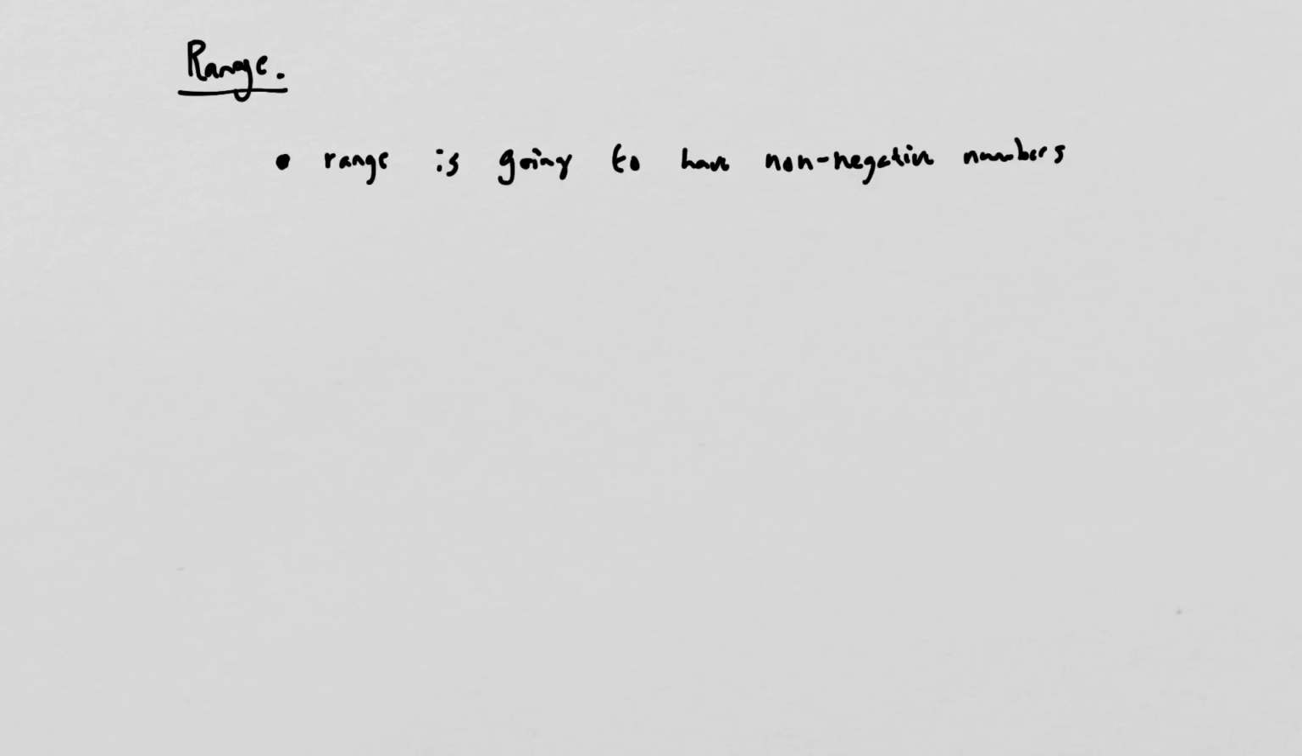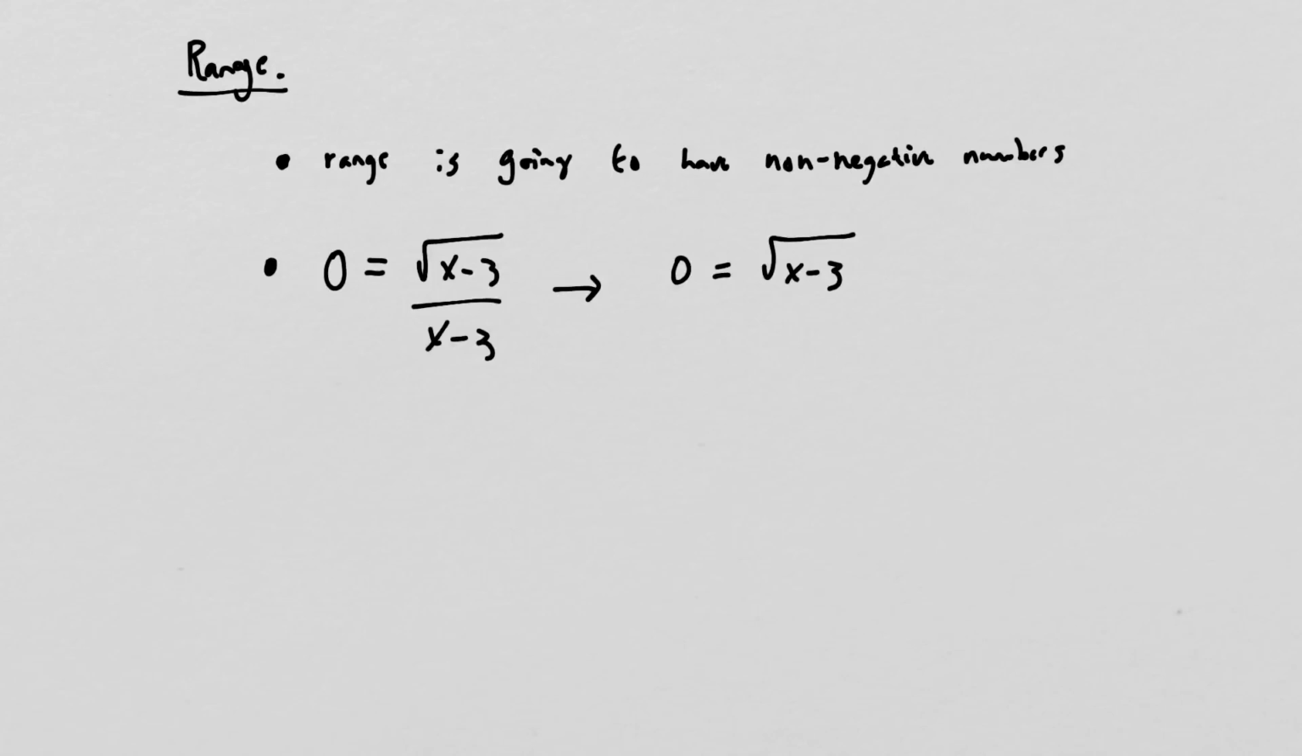We can check if our range is going to contain 0 by setting y equal to 0. So suppose we have a y value which is equal to 0. We want to find the x value. So 0 is equal to the square root of x minus 3, divided by x minus 3. Multiplying x minus 3 on both sides, we're left with 0 is equal to the square root of x minus 3. We can solve for x here by squaring both sides. So 0 is equal to x minus 3, and that means x has to be equal to 3. And what this is saying is that the only time our y value is going to be 0 occurs when x is equal to 3.